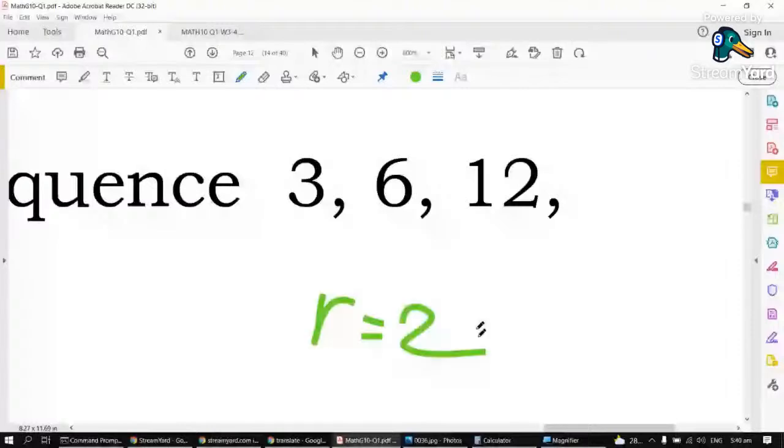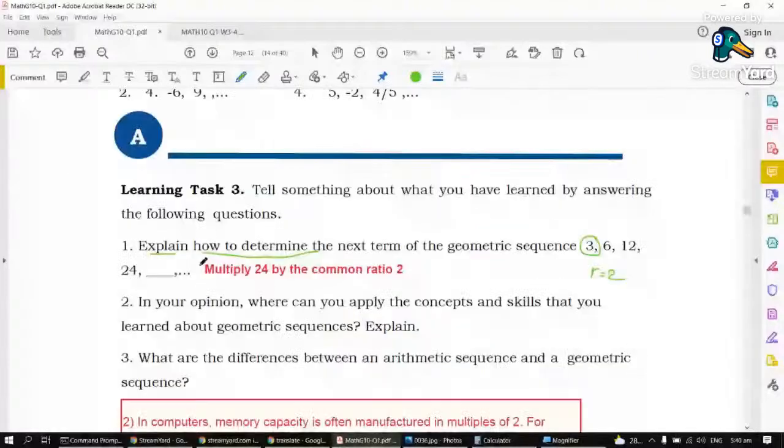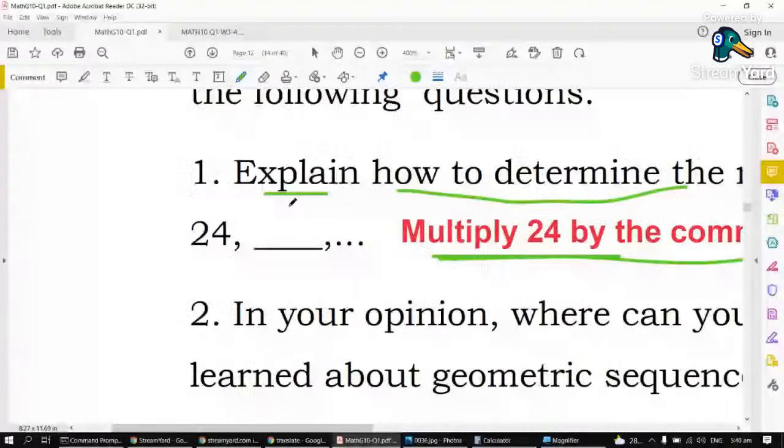Kasi simula sa umpisa, 3, pag tinimes natin ng 2, magiging 6. Yung 6, pag binultiply natin ng 2, ay magiging 12. 12, pag binultiply natin ng 2, ay magiging 24. Multiply natin ang 24 by the common ratio 2. 24 times 2, ang next is magiging 48.